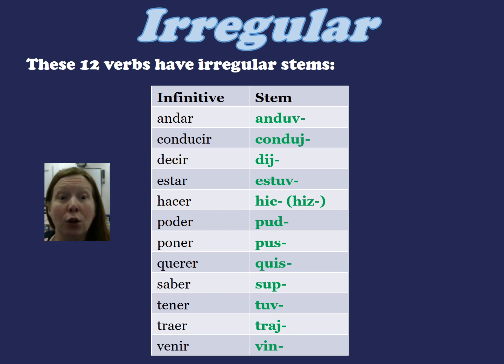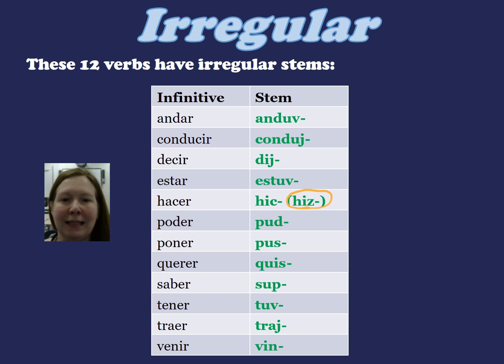So again, if you look at these, you will notice that we did not just take off the ending and take what's left. You can't do that with these verbs. You have to just know that andar is anduv. The one that I want to point out is hacer and hic here, because this is a little bit different. You notice there's an extra form here, and I'll explain why in one of the other slides. In short, it's to keep the pronunciation that we want.